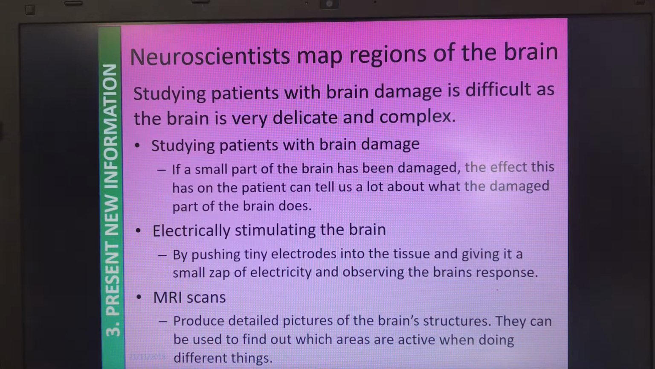We can open up the brain and electrically stimulate the brain at different points using tiny electrodes and see how a person responds. So it could be that you're talking to the person while this is occurring and you're asking them questions, and then you stimulate an area and you see how it changes their behaviour.